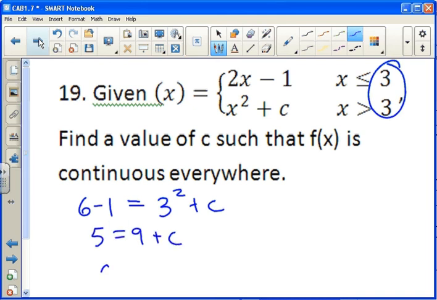So if c is negative 4, then this function will be continuous. Because again, to be continuous, they have to meet and thus be equal at x equals 3.